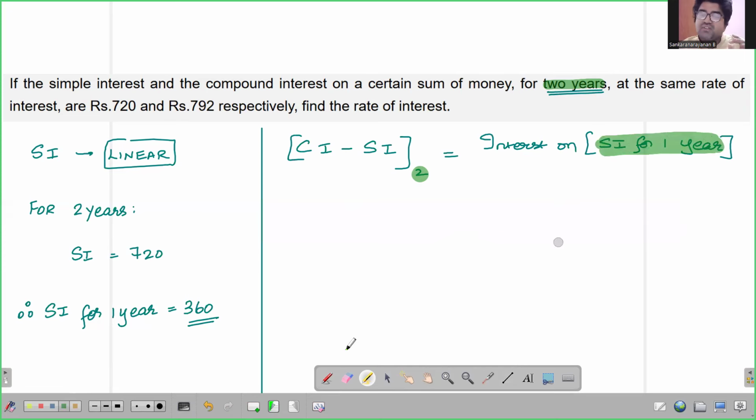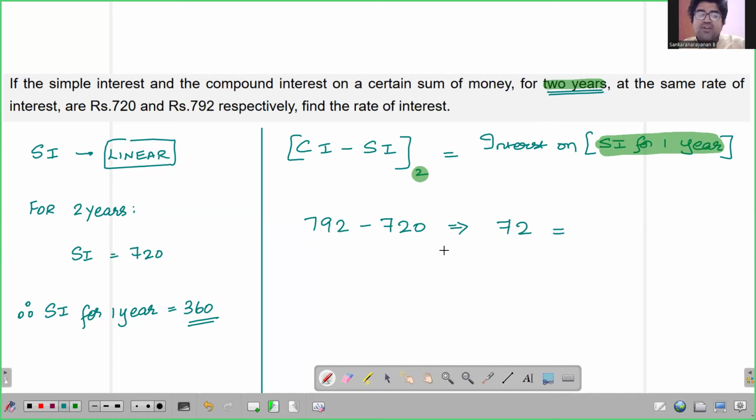This is the result which you are going to use here. So you can take the difference here, because you see the difference is given: 792 minus 720. When I consider, I can see the difference is coming here as 72. Correct? This is the difference. It is nothing but interest on simple interest for 1 year.